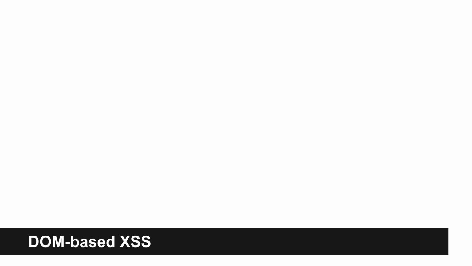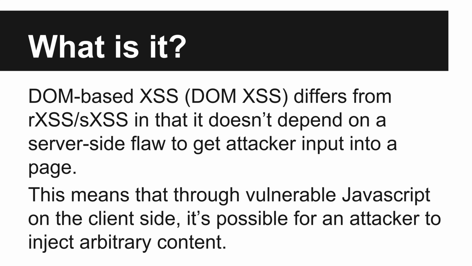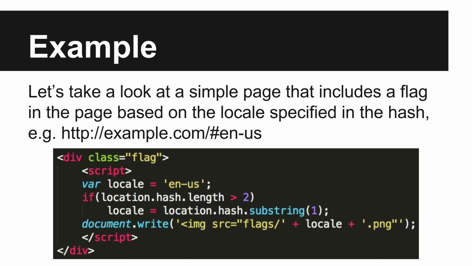Now let's take a few minutes to talk about the last type of cross-site scripting, DOM XSS. The biggest difference here is that with DOM XSS, the data may or may not ever even touch the server, so this has to be prevented 100% on the browser side. Let's look at a little code snippet. This code pulls the locale out of the hash in the URL, for instance, en-us. If the location hash exists and has characters in it, it uses this as part of the creation of an image tag.